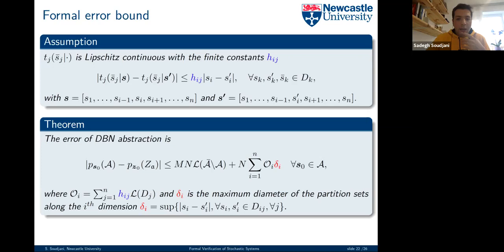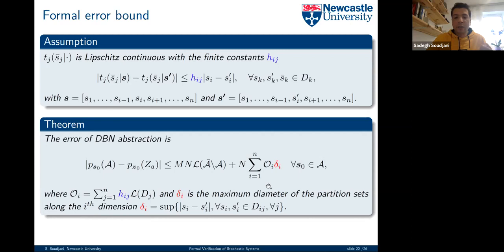And the second term is related to the discretization. It's proportional to the horizon of the specification. It's somehow related to these Lipschitz constants, the size of the projection of the safe set, and also the size of the discretization. And this is the term we can control.